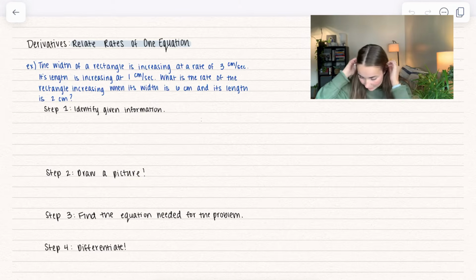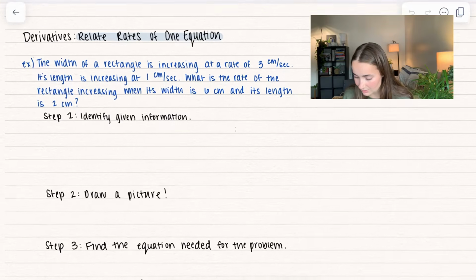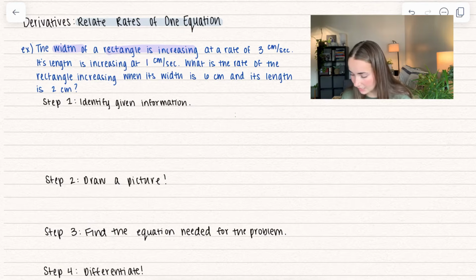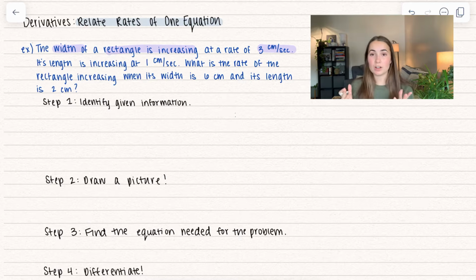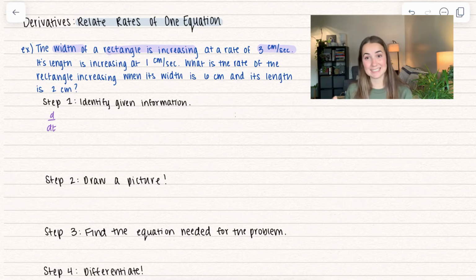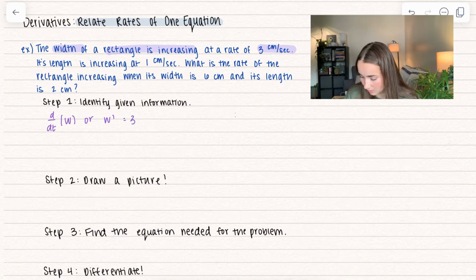Our step one is to identify the given information because we want to see what's important. I'm going to zoom in here a little bit. First off, we're given that the width is increasing at a rate of 3 centimeters per second. Remember, here's the key word, rate. When the rate is increasing, we're talking about the derivative. And so what we would write is that the derivative in terms of time, d/dt, of the width, our variable here is going to be w, or we can write this as the first derivative of w is going to be equal to 3.